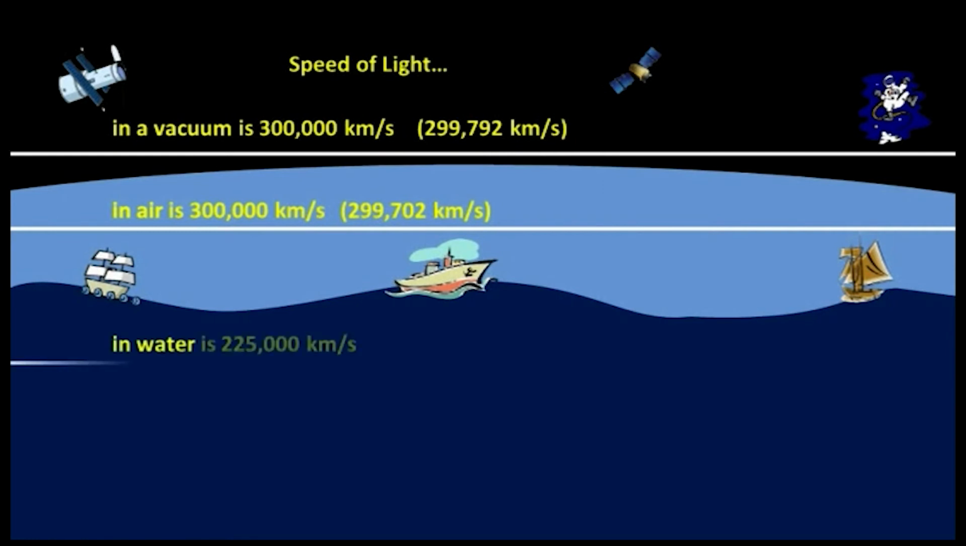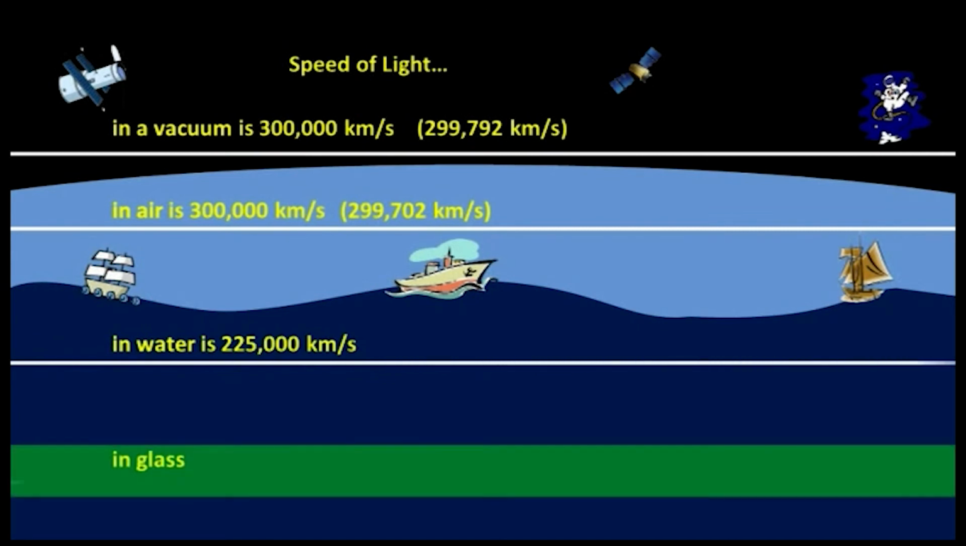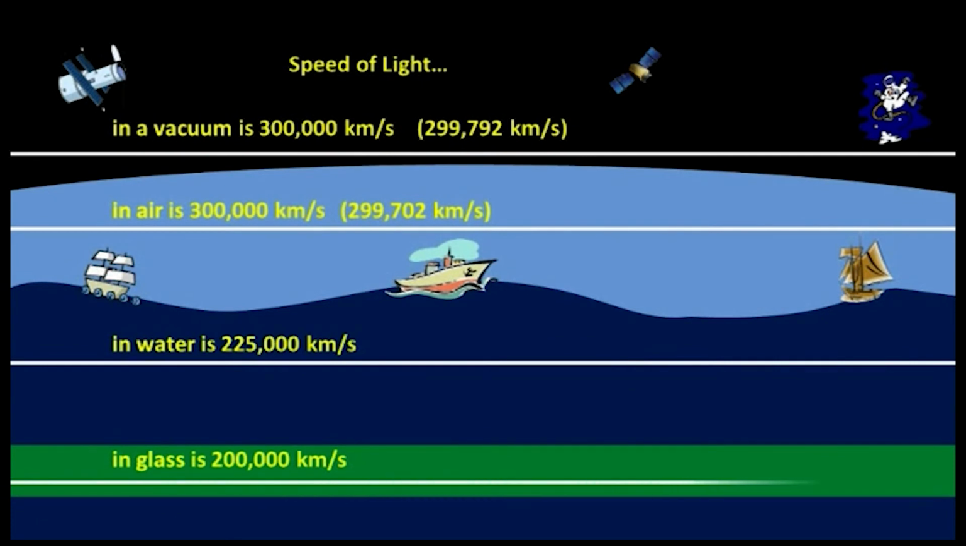Through water, light travels relatively slowly at about 225,000 kilometers per second, while through glass, in for example windows or optical fiber cables, which we'll be talking about later, it travels at only about 200,000 kilometers per second.